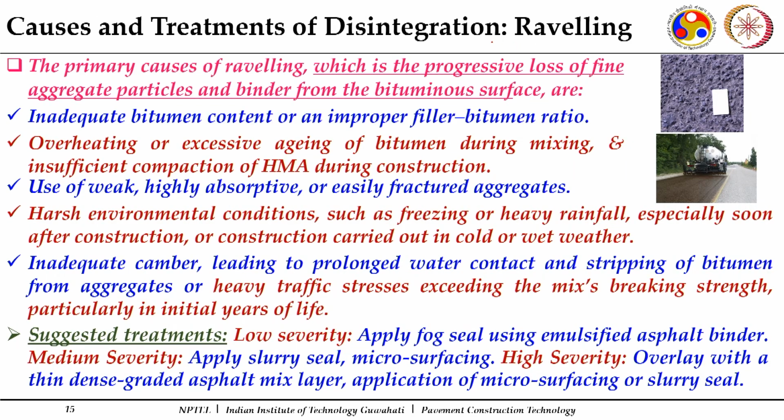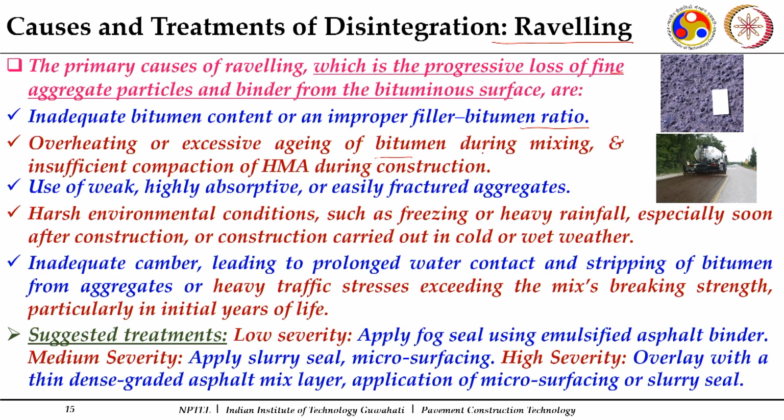Now, the other distress which comes under the category of disintegration is raveling, where there is progressive loss of fine aggregate particles and binder from the bituminous surface. You can see here it looks like fines have been lost along with the binder. One reason can be an inadequate or improper filler bitumen ratio. If this ratio is very high, you do not have good cohesion in your mix, it is very weak, and stability may be a concern. That is why during mix design we try to keep the filler bitumen ratio in a particular range.